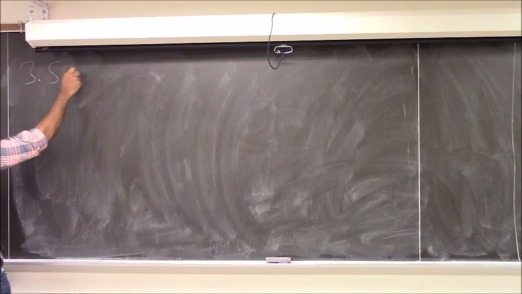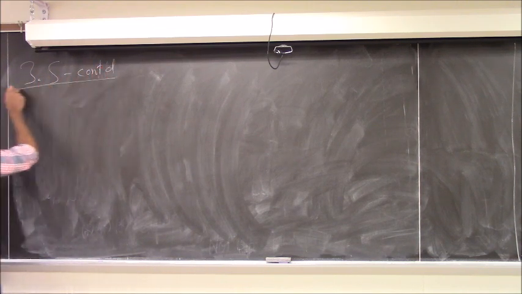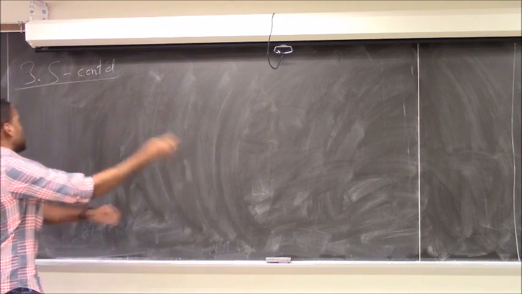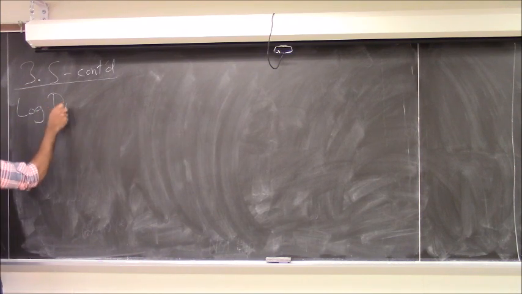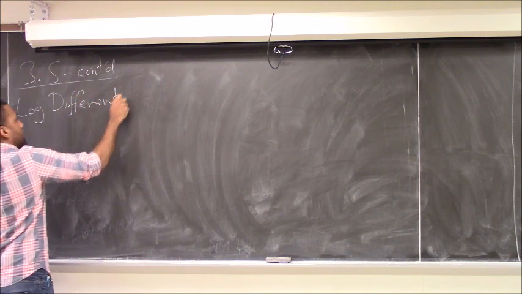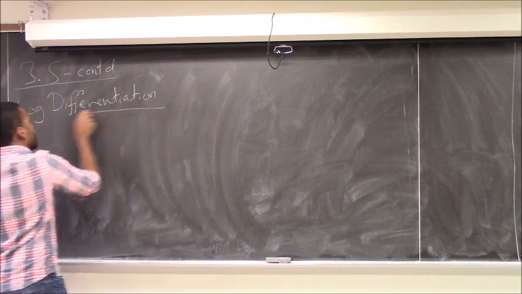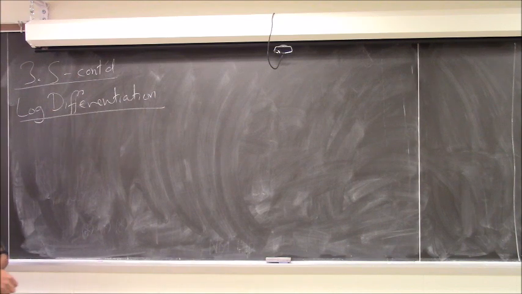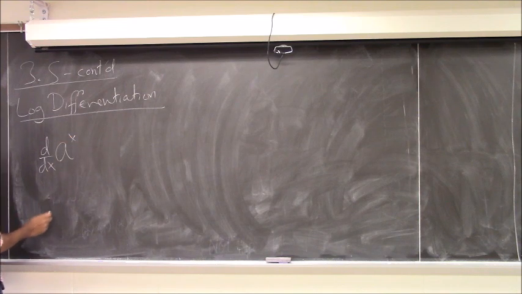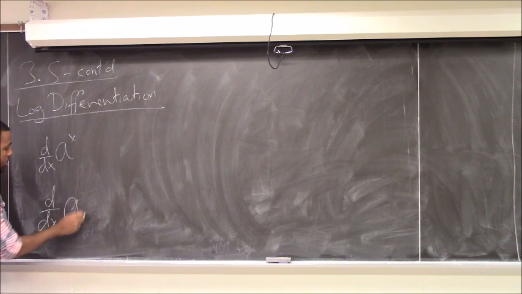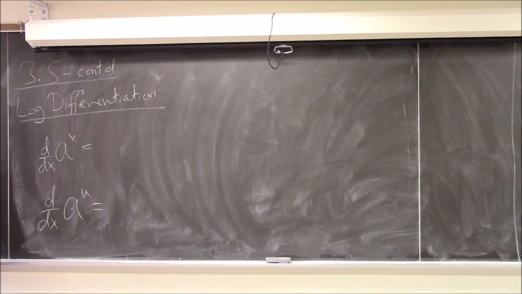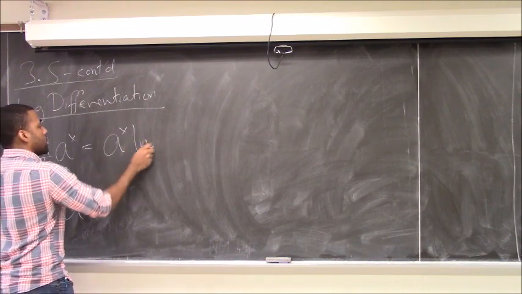So we are still in 3.5, and we're now at the log differentiation part, which I described to you in steps, but I used those steps to derive a formula. Like, what is the derivative of a to the x? What is the derivative of a to the u? A to the x, yeah, so this one was a to the x times ln of a, right?